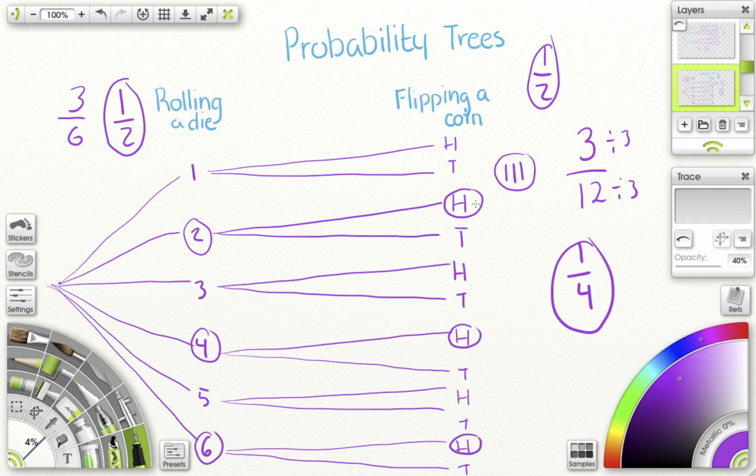Let's say I want to roll a 3 and then get tails. There's only one out of 6 chance of rolling a 3. And then to roll a tails, I have a 1 out of 12 chance because there's 12 different options to get that exact outcome.